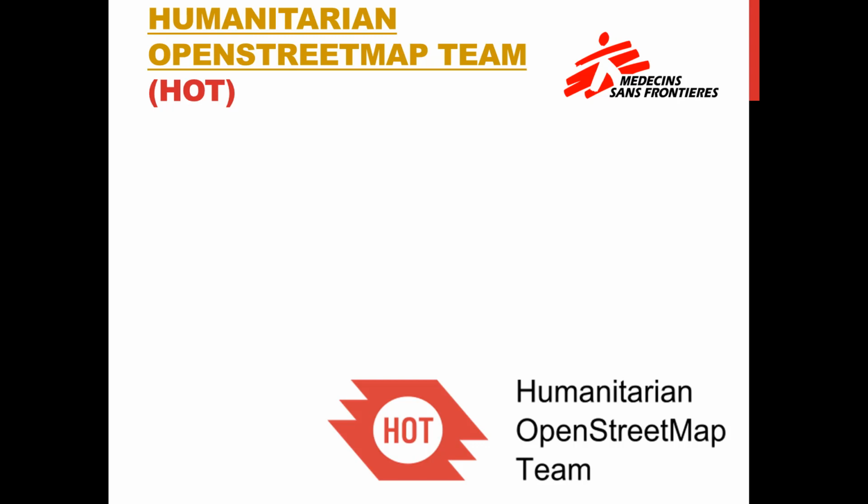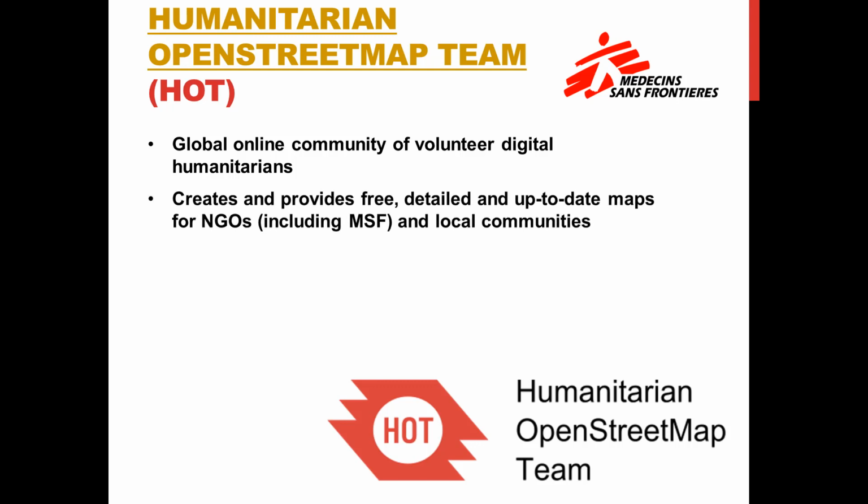Humanitarian OpenStreetMap Team, HOT, is a global online community of volunteer digital humanitarians and represents OSM's humanitarian wing. It is busy creating and providing free, detailed and up-to-date maps for NGOs, including MSF, and local communities.